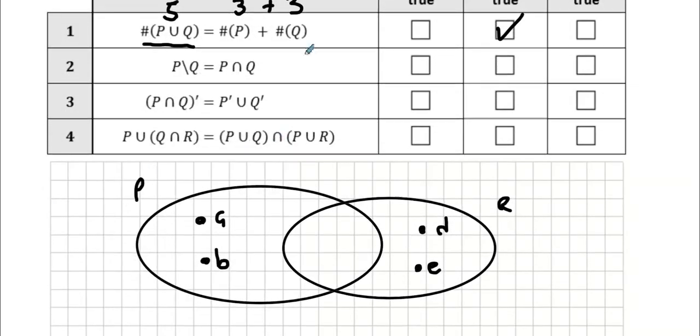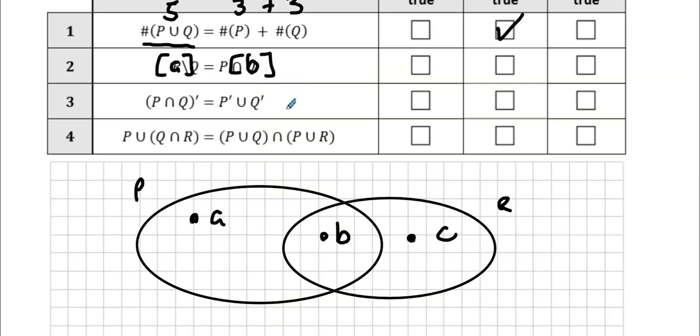Is P less Q the same as P intersection Q? I don't think that can ever be true, but let's find out. So let's do A, B, C. Everything in P that's not in Q is A, and P union Q is B. Well, that's not true. All right, let's try something else.